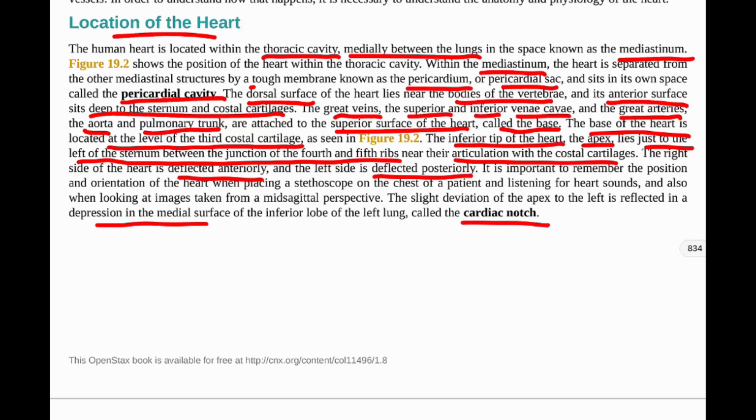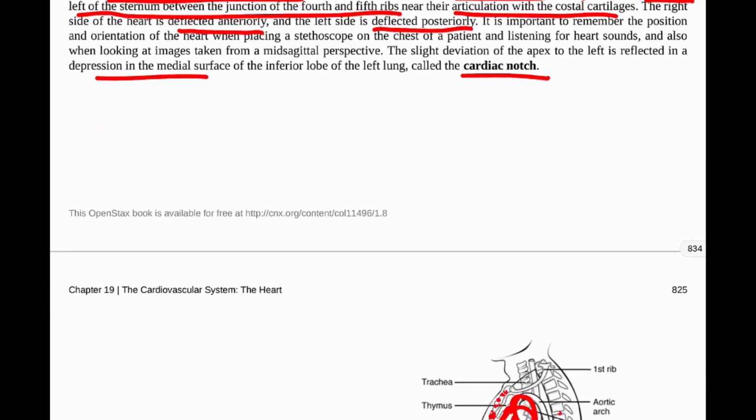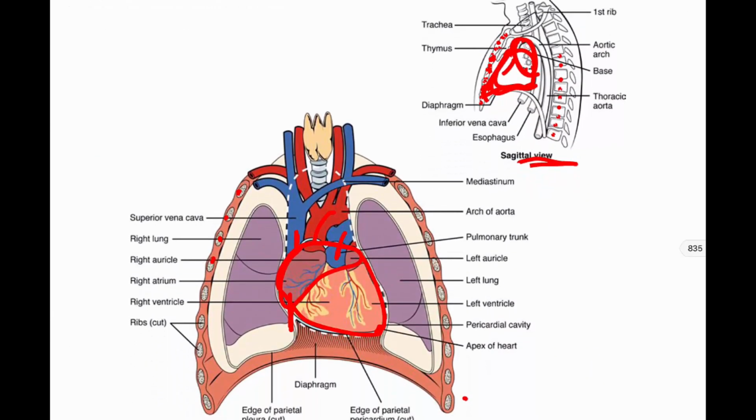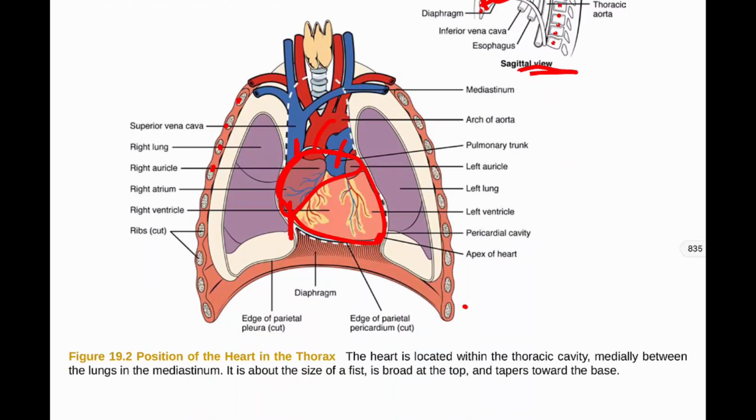So we'll see that again when we're talking about the respiratory system, that this little depression is called the cardiac notch. And that's because we need space for the heart in the lung there. And you can see that in this view as well. So this is our right lung and the left lung. And you can see how the sternum would be kind of in the center here, and how it is a little bit more to the left than it is to the right. It kind of is shifted.